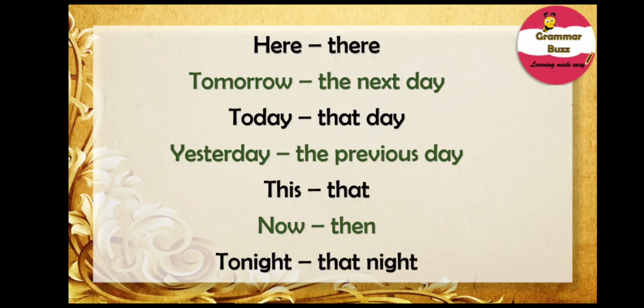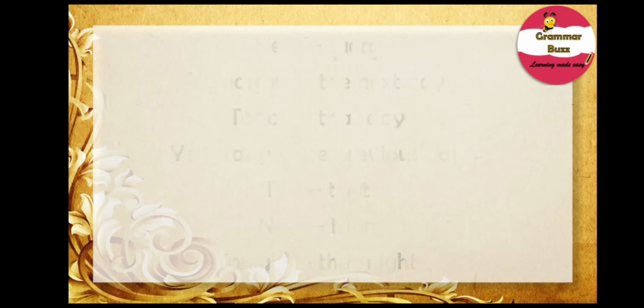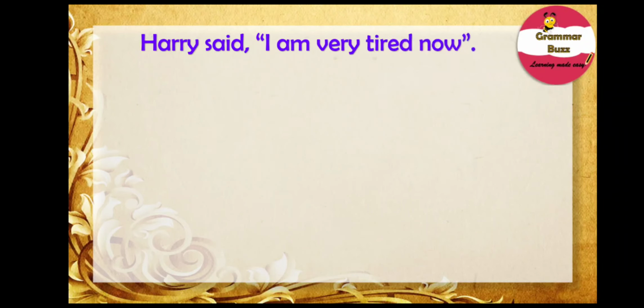Well, now that we are already aware of the 6 steps of conversion, let us look into a few examples to understand the 6 steps clearly. And our example sentence is, Harry said, I am very tired now. Let us start with the 6 steps of converting direct speech to indirect speech.